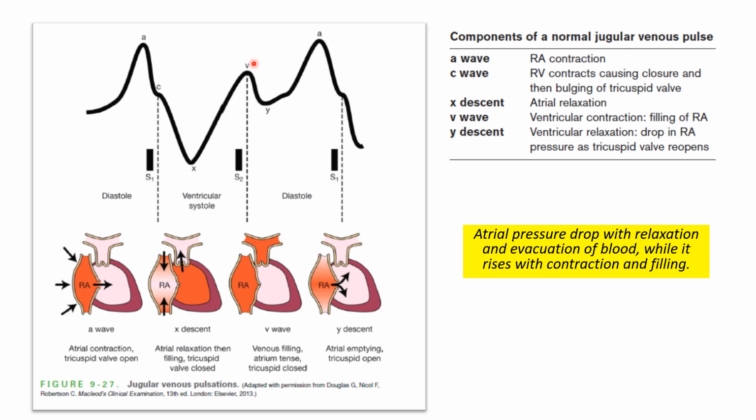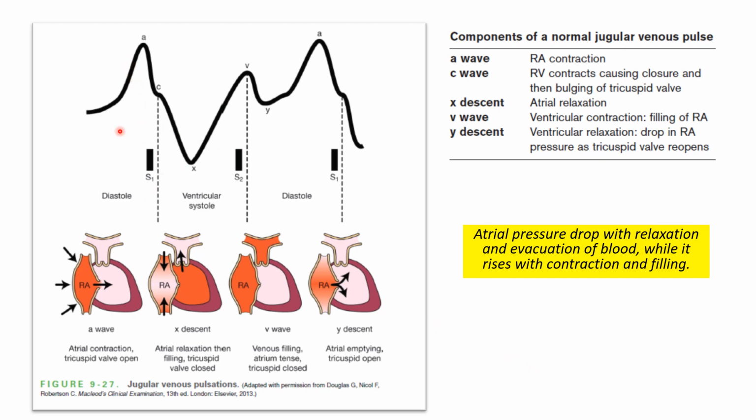So A and V are positive waves, X and Y are negative waves. Practically speaking, we are expecting to see 4 waves. With each heartbeat, we should find one positive wave followed by a negative, then one positive wave followed by a negative. Actually, this is very difficult to appreciate in a normal person. Usually we can see one wave, or maximally 2 waves, either the 2 positive waves, or sometimes some people can see the 2 negative waves.